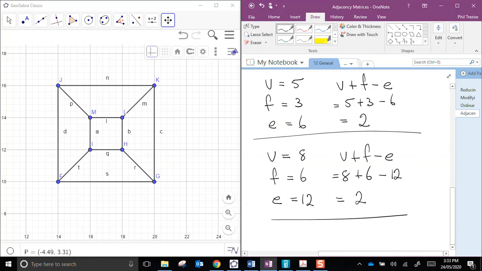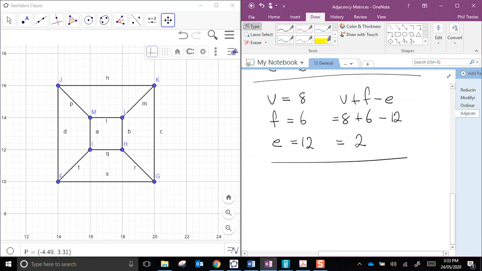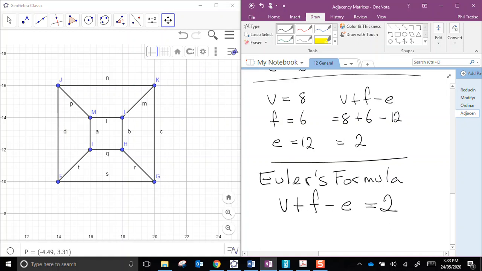Now, this thing is called Euler's formula, and his name is spelled E-U-L-E-R. Euler's formula. And that is the vertices plus the faces minus the edges always equals 2, as long as you have a planar graph. Remember, a planar graph is one like this, where none of the edges cross over each other.